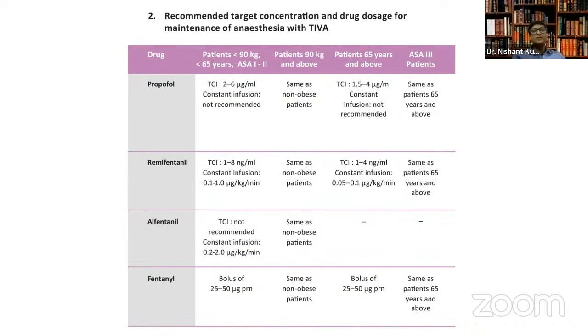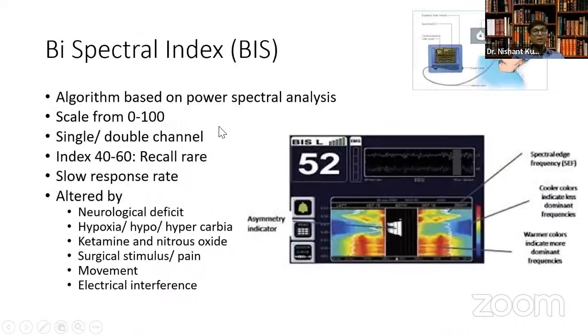This is for induction and this is for maintenance. So the maintenance range is 2 to 6 microgram. It's a very wide range, obviously, because you're giving analgesics also. Each analgesic will behave differently, so you'll have to have a range, right? Remifentanil is usually diluted. It is a very potent drug.